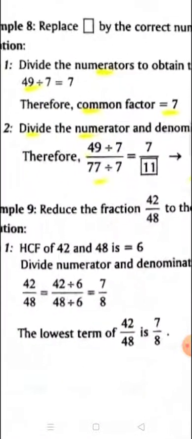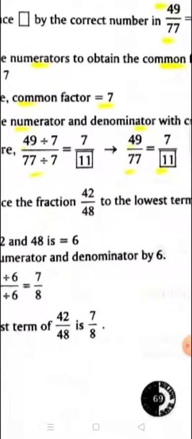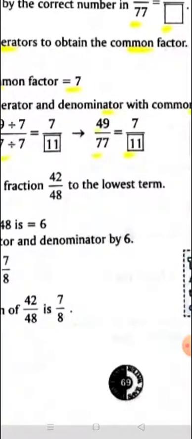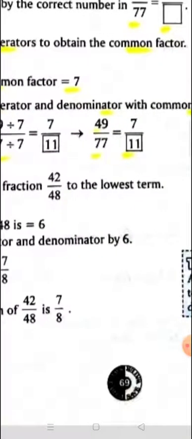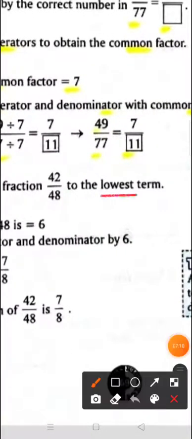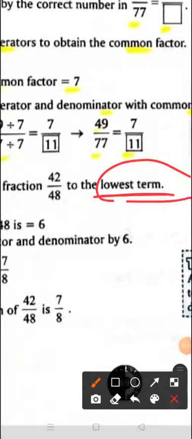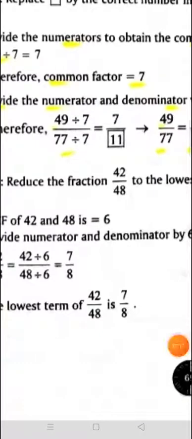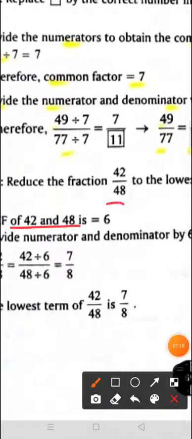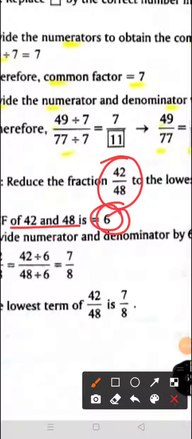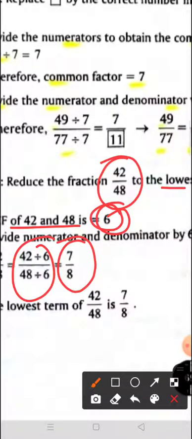Okay. Here you have seen example 9, how this is to be converted into lowest term. I have already told you lowest term and standard form have the same meaning. First of all, you have to find the HCF of both these numbers and then divide both the numbers by this HCF. You will get the simplest form or lowest term of the given number.